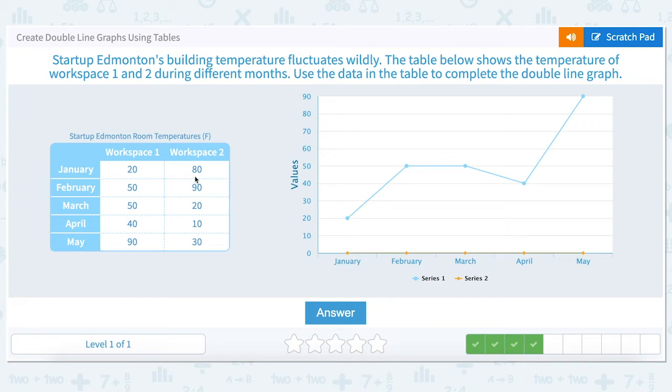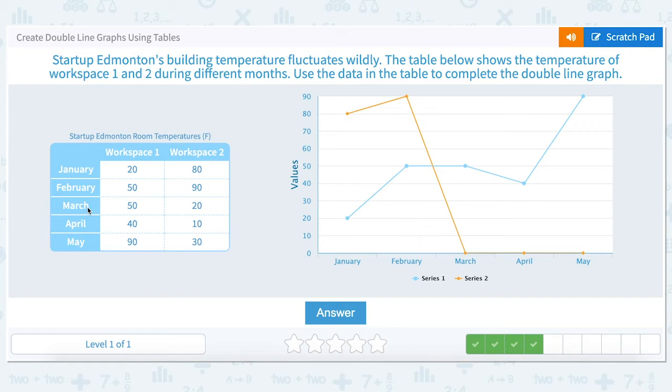In January, Workspace 2 had an average temperature of 80 degrees Fahrenheit. In January, we will travel up the y-axis all the way up until 80 and plot a point. Next, we have February. In February, Workspace 2 had an average temperature of 90 degrees Fahrenheit. Let's go to February on the x-axis and travel up the y-axis until we reach 90 and plot a point.